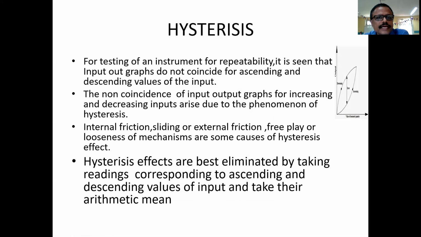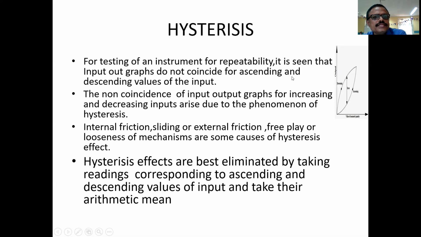So why does this hysteresis happen? You can see here the input is increasing, output is decreasing. This gap is known as hysteresis. Here the output is this value, but the input is the same. Here you are getting this output for the same input. So when the input is increased and when the input is decreased, you get two different outputs. That is hysteresis. Why does it happen?